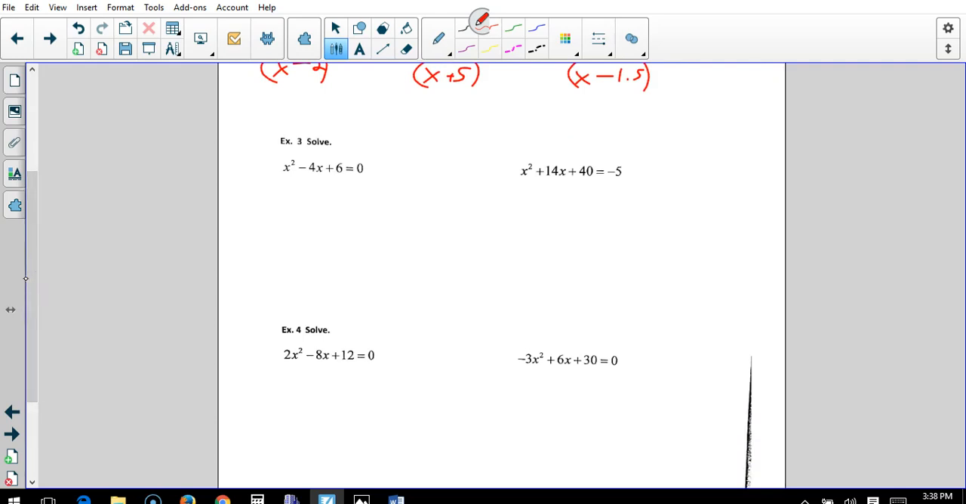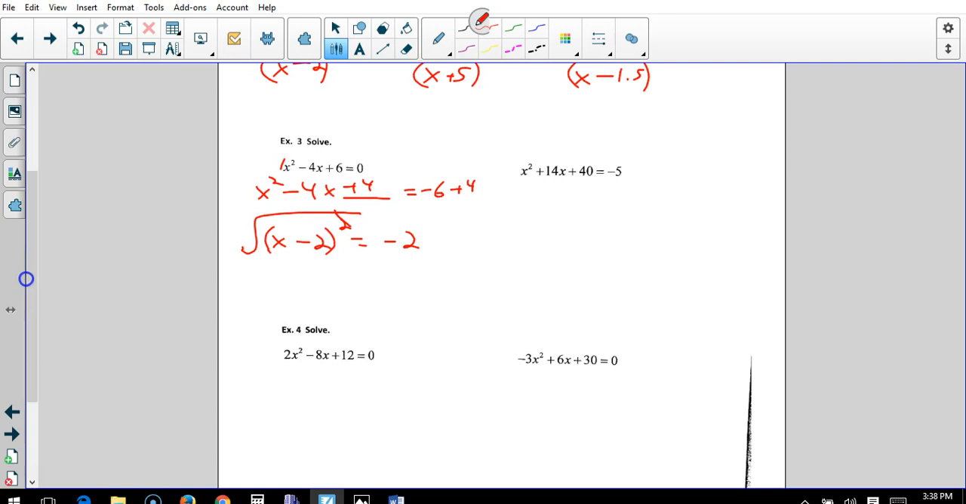Okay, now we're actually solving. So, is this 1? It is. Move the 6 over. X squared minus 4x, leave a space, equals -6. Take half of the -4, write it right here. Square it, and add it to both sides. X minus 2 squared equals -2.